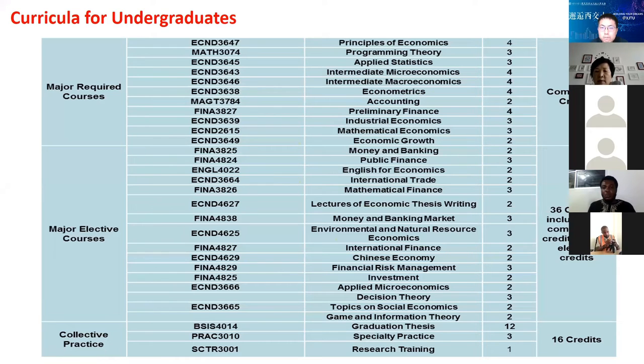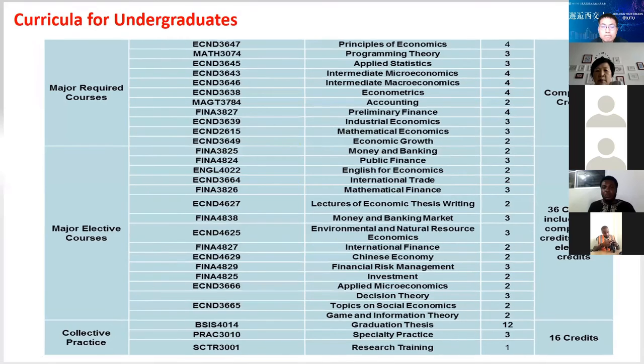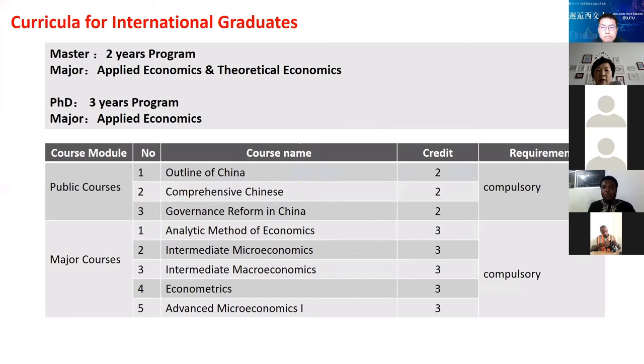I don't want to spend so much time on this. And I think you might be concerned about the curriculum for the international graduate program. So our master program lasts 2 years, only 2 years. And the majors are applied economics and theoretical economics. You can choose applied economics. Otherwise, you can choose theoretical economics. These are the two different disciplines.